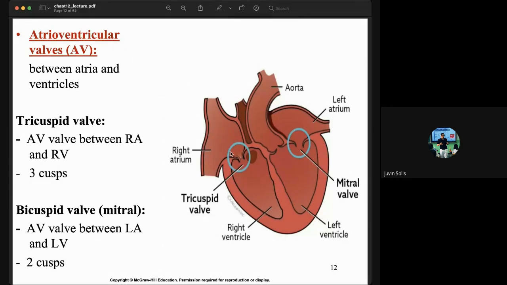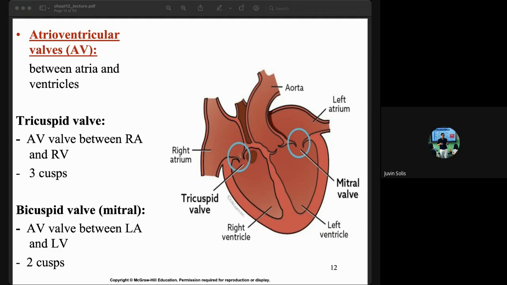So this one is in between your AV valve, between your RA and your RV. Okay, so the blood here, dadaan siya dito sa may tricuspid valve, papunta sa may right ventricle. Another thing dito sa ating atrioventricular valve, this is what we call your mitral valve. If you're going to compare here, they only have 2 cusps. So this is between your LA and also your LV.